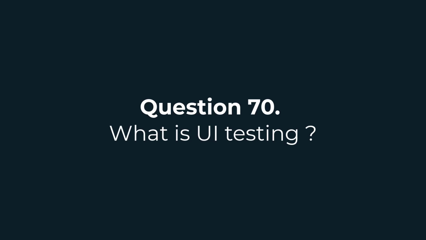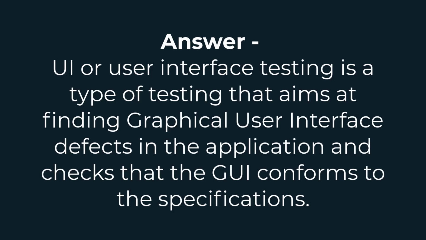Question 70. What is UI testing? Answer. UI or user interface testing is a type of testing that aims at finding graphical user interface defects in the application and checks that the GUI conforms to the specifications.